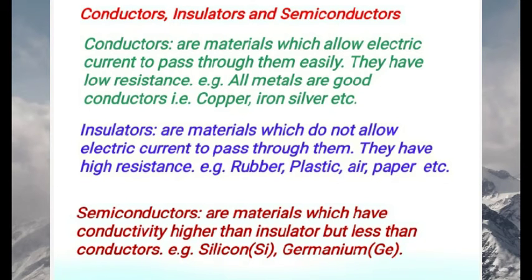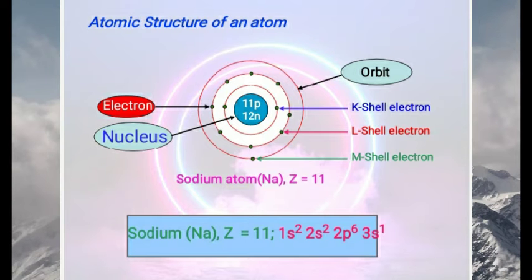Semiconductors are materials which have conductivity higher than insulators but less than conductors. Examples: silicon, germanium. If the temperature is absolute 0, then the conductivity of a semiconductor is 0. If we increase the temperature, then the conductivity of the semiconductor also increases. Next is the atomic structure of an atom, as you see in the image: orbits, K shell, L shell, M shell, with electrons and the nucleus inside.